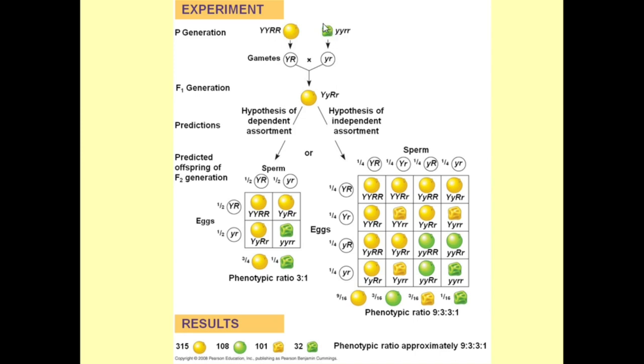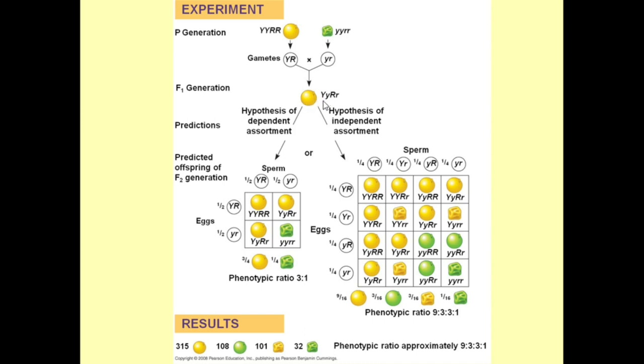Our green wrinkled pea over here will be homozygous recessive for colour, so little y for green. And it will be homozygous recessive for shape, so little r. What we can do is we can cross our pea generation and we will get an F1 generation that are heterozygous for both of those characters. So here's our F1 generation.